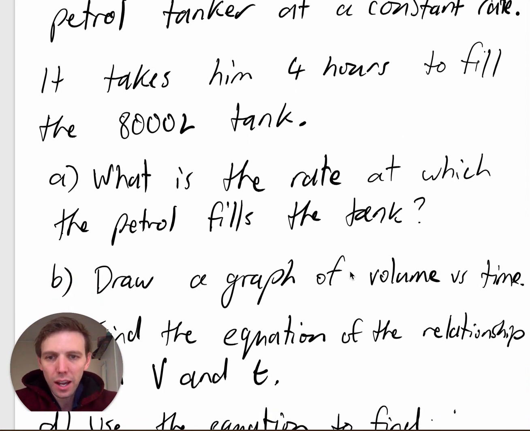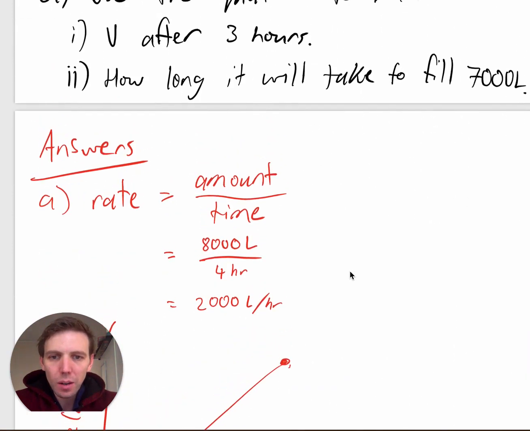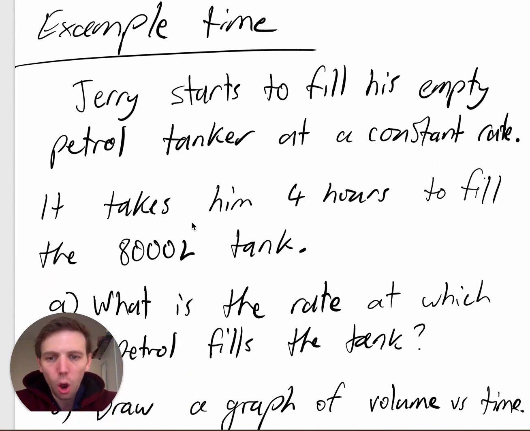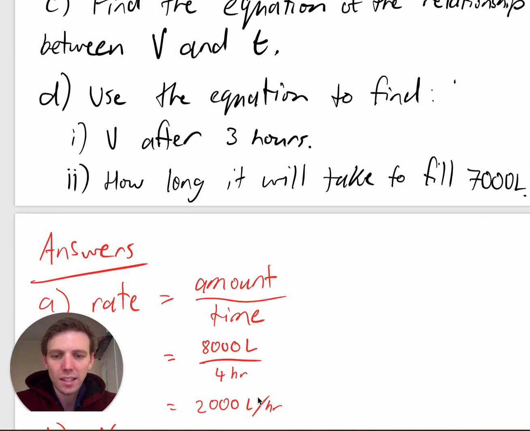So the first one, what is the rate at which the petrol fills the tank? So when we're calculating rate, we're looking at amount that we've got over time. So obviously he's filling 8,000 litres. It takes him 4 hours, so we're simply going to divide that 8,000 by 4, and that will give us 2,000 litres an hour.